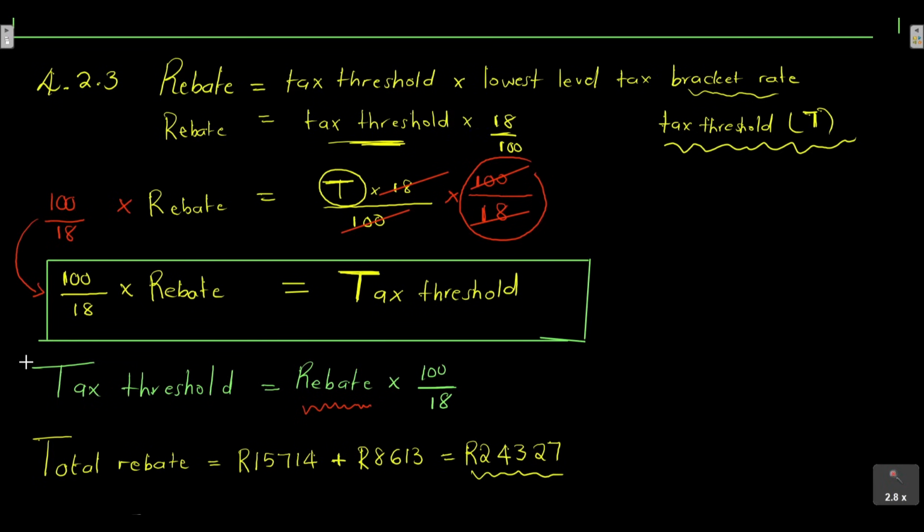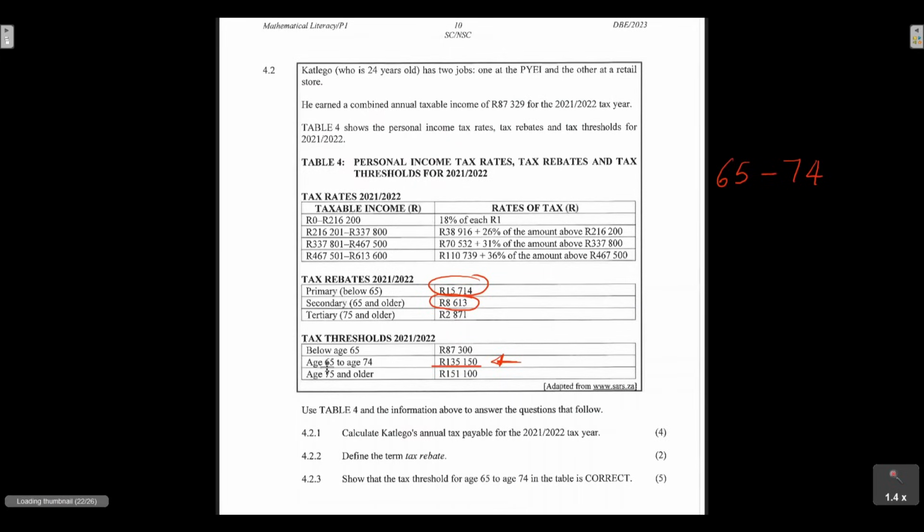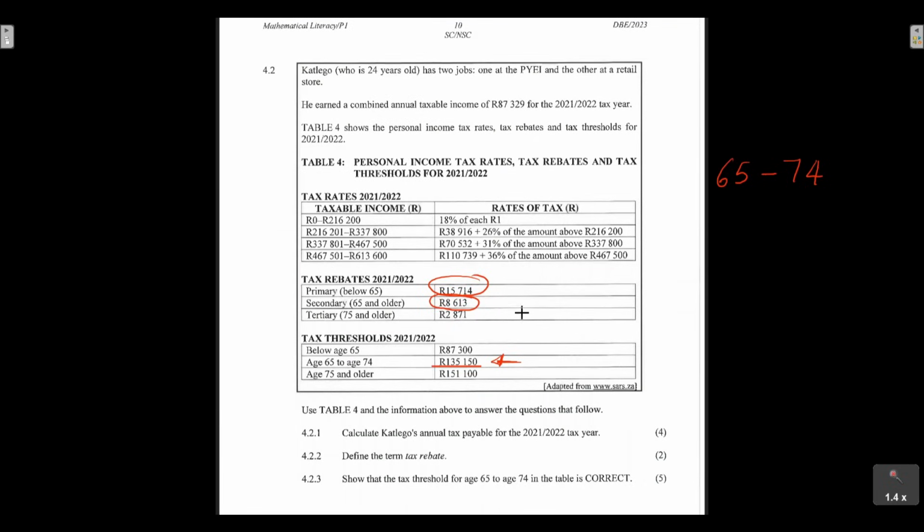And remember, guys, we got to the point where I showed you that the tax threshold is equal to the rebate multiplied by 100 divided by 80. And please note, when it comes to the rebate amount, it depends on the tax threshold they want you to prove. In this case, they wanted us to prove that the tax threshold for people between the ages of 65 to 74 was equal to 135,150. That means the values we substitute for the rebate need to include the primary rebate and the secondary rebate.